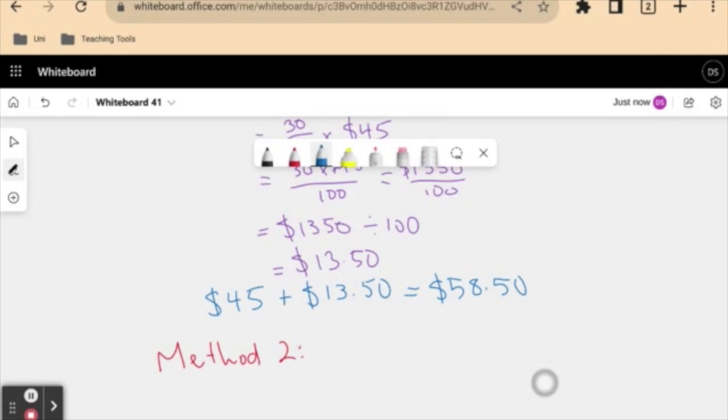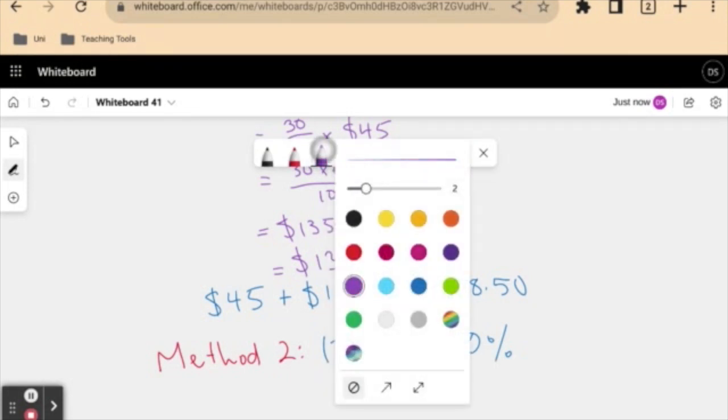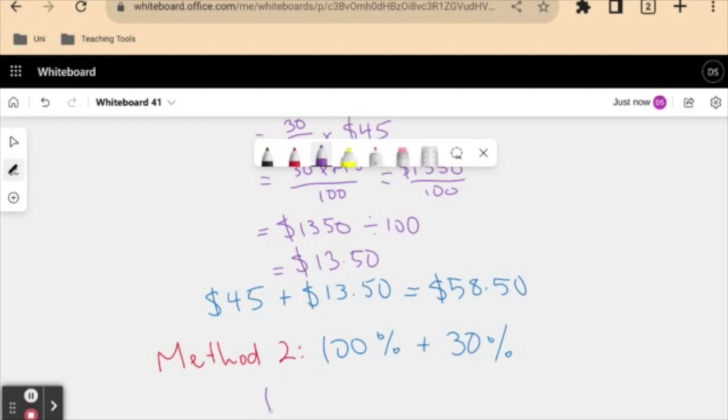Now, this is like saying we have 100%, which is our original quantity. So the final percentage we're going to get is that in addition to 30%. And we're adding these because this was an increase. So this is kind of like saying, well, we want to find 130% of $45.